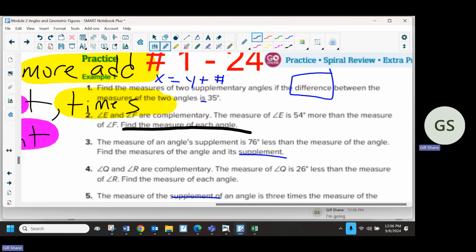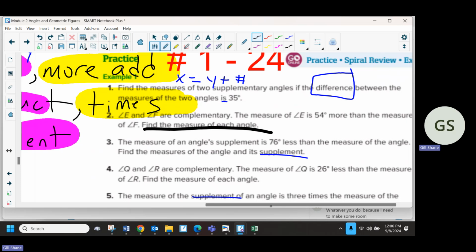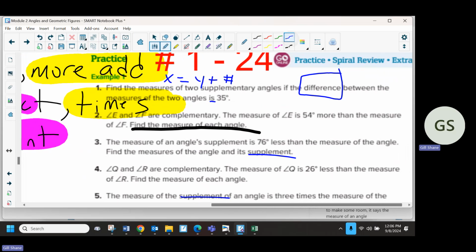I'm going to skip down to number 3. So number 3, you have it in your book, or now you can write it down, pause it, whatever you do, because I need to make some room. It says the measure of an angle's supplement. So again, we talked about circling numbers. So there's 76. Actually, tell you what, let me do this in highlighter so we can hopefully still see through. So 76 is a number. Well, it doesn't give us any other numbers. So this is one where you're going to have to know some concepts in order to find what the other numbers are that you need. So that will come into play when we do the boxing.